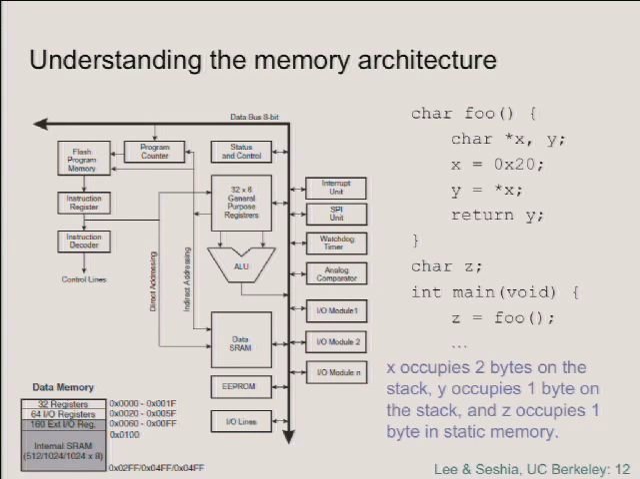2FF minus 100 hex is 1FF. What's 1FF in decimal? It's 511, right? So the addresses would be 0 to 511. So if the RAM goes up to 2FF, then you only have 512 words. If it goes up to 4FF, then you have 1024 words or 1 kilobyte.